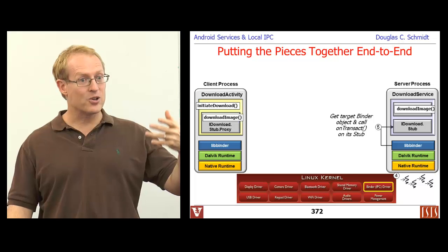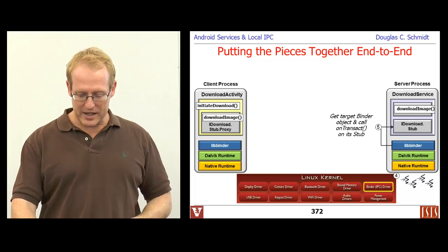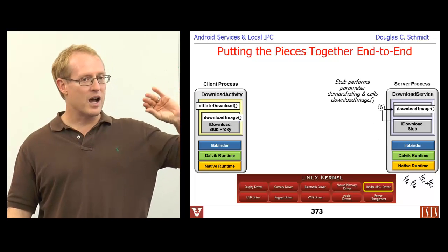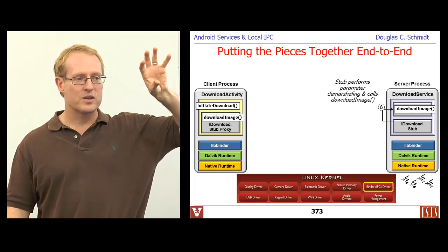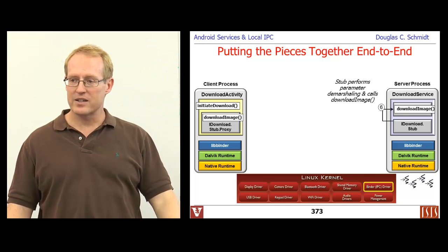And the onTransact hook, as we saw, does the demarshalling of the parameter, and it goes ahead and invokes the upcall, it's called an upcall, to the download image method on our particular service. So that goes ahead and does its work.